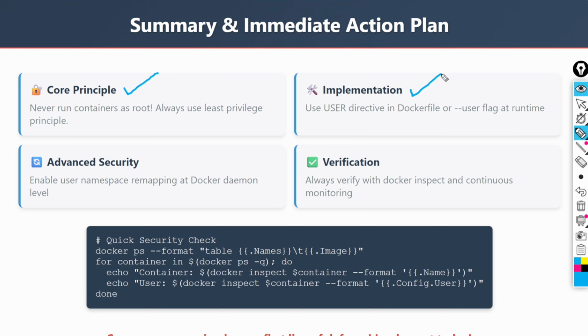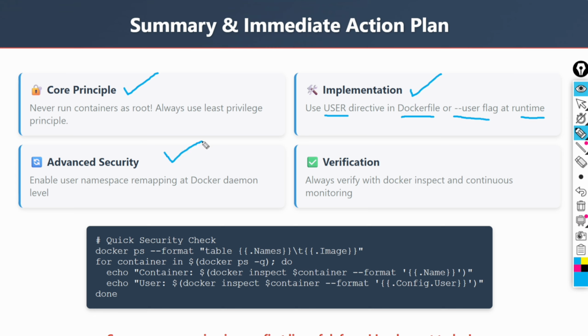And implementation. You can enforce a non-root user in two ways. One was the Dockerfile method, and the other one was at runtime, using the --user flag. Whenever we are using the Dockerfile method, we need to use the USER directive to specify a non-root user during the image build stage. And whenever we are using the runtime method, we need to use the --user flag when running the container to override the default user. Those are the two implementation strategies. Both these methods ensure containers don't run with dangerous root privileges.